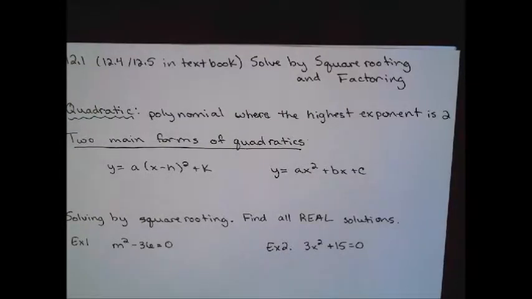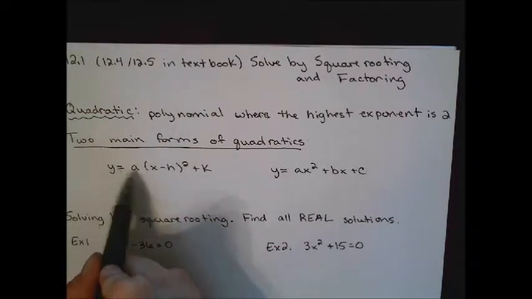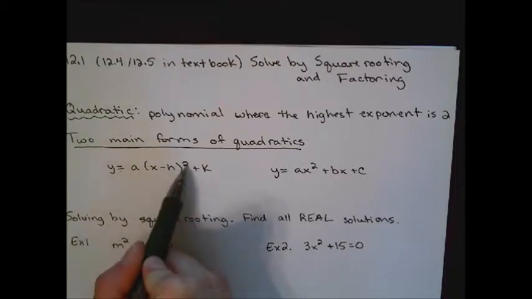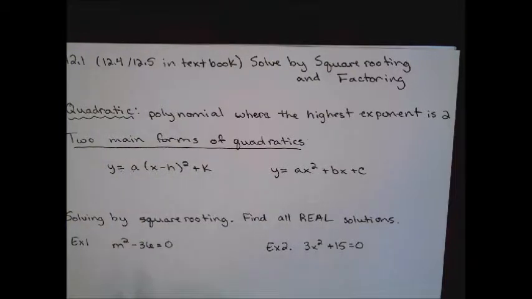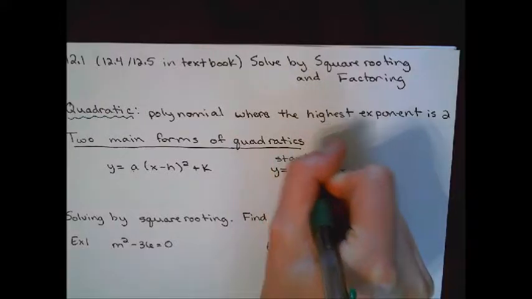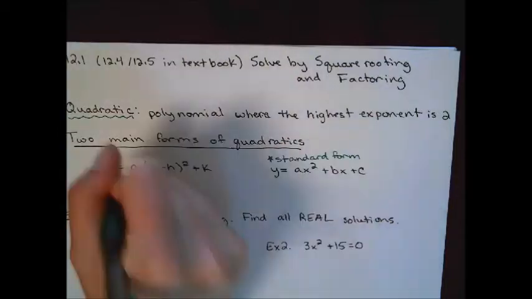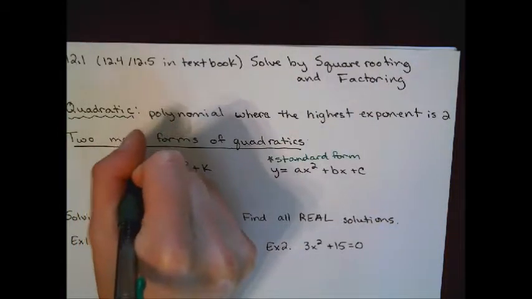Now we're going to see two main forms of quadratics. We have this first one where we have it in the format y equals a times (x minus h) squared plus k. This is a format that we like to use when we're graphing. We're also going to learn how to solve in this form. We also have the standard form. So this is standard form, and just for right now, this one was called vertex form.